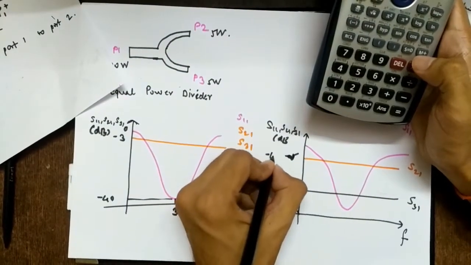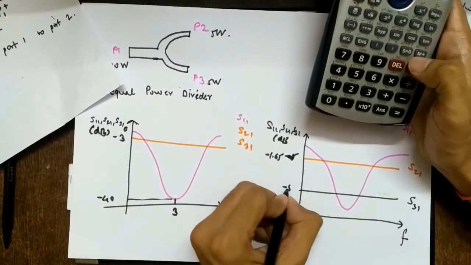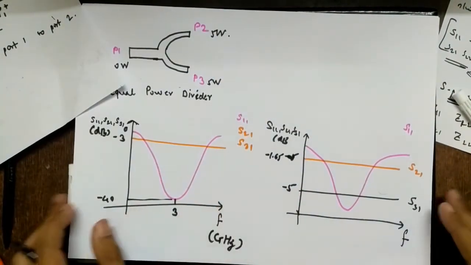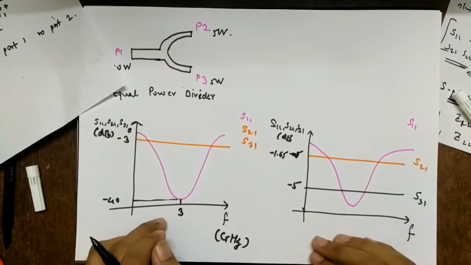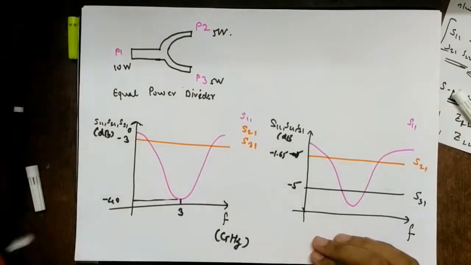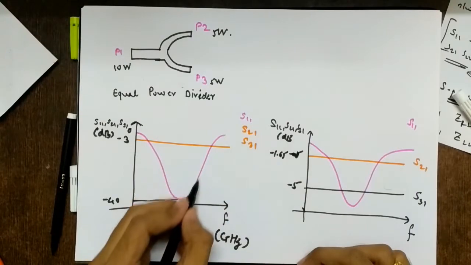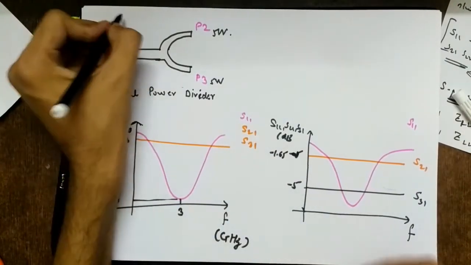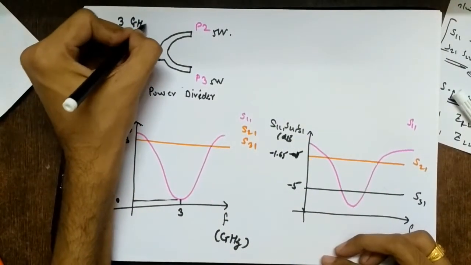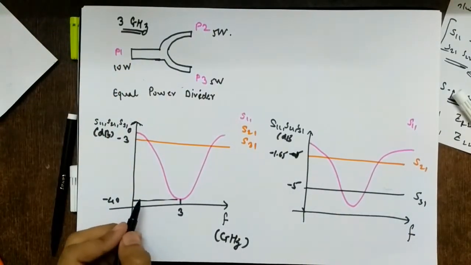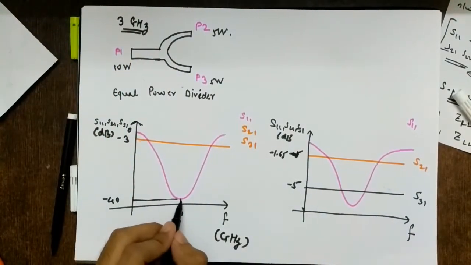So let's say this is minus 1.65 and this is minus 5. So I'll tell you which is the power divider graph. Just think over it, if you can. What is happening here? This is S11 and I am designing this power divider for 3 gigahertz operating frequency. So what is happening? S11 is how much?